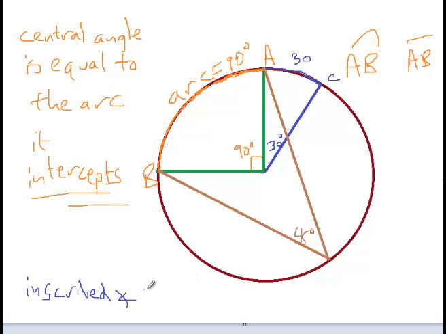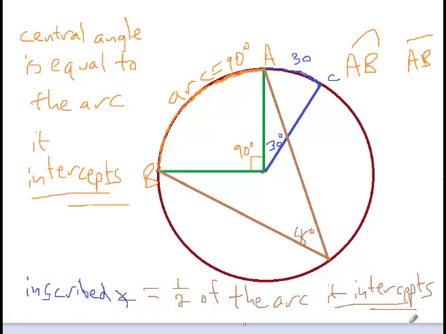An inscribed angle is equal to 1/2 of the arc it intercepts. That's the second rule regarding arcs and angles within the circle.